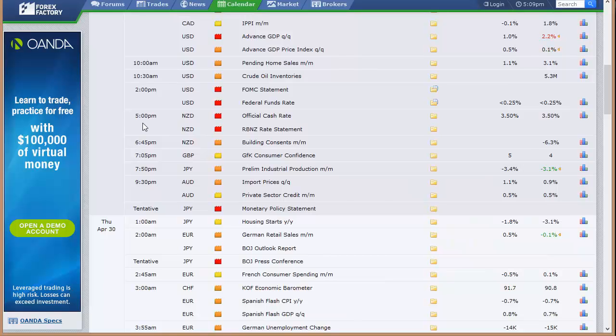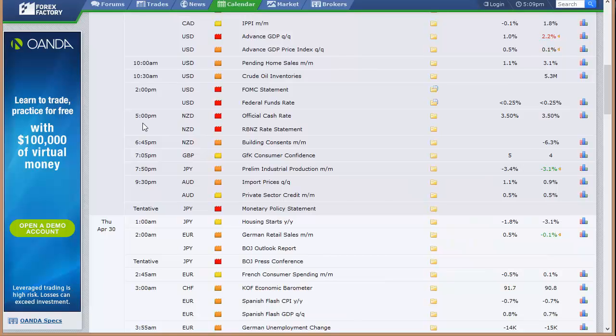Pending home sales in the U.S., crude oil inventories, and look, a Fed meeting. We've got a 2-day Fed meeting this week as well. It's awkward to have that GDP number on the second day of the Fed meeting. So you're going to have everybody waiting for the Fed and waiting for the GDP. Then the GDP comes out, and then you go back to waiting for the Fed for a few more hours.